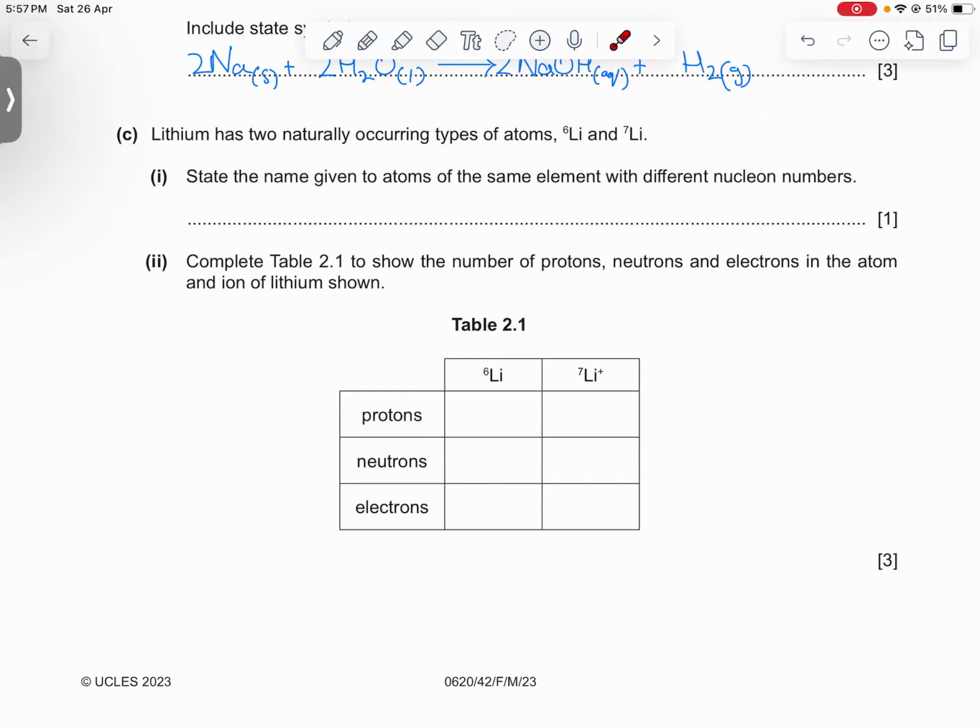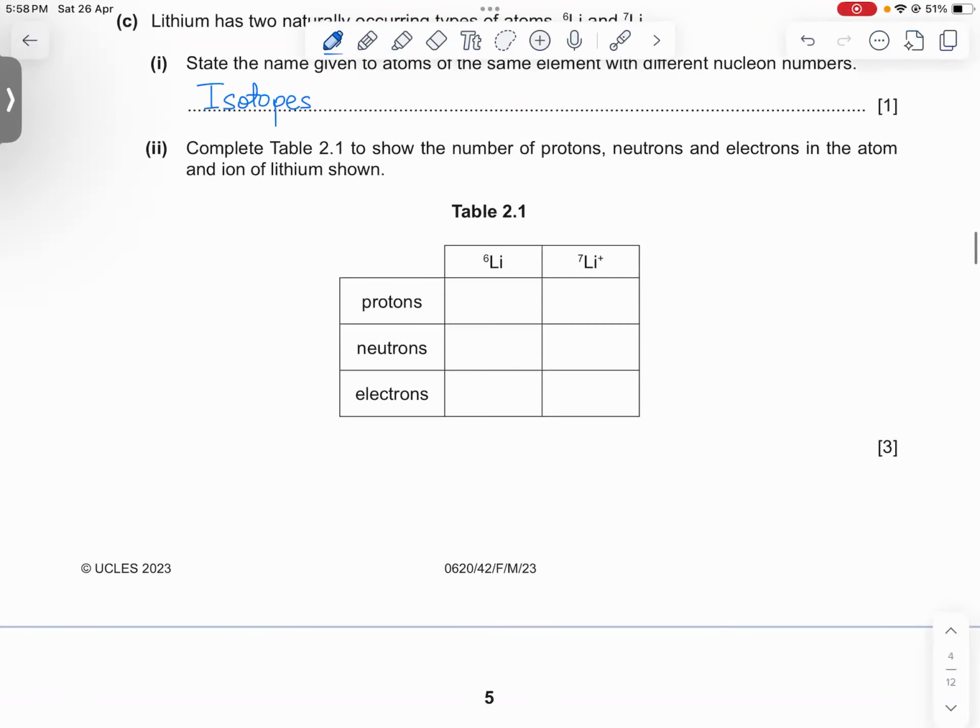Next question is: lithium has two naturally occurring types of atoms, 6Li and 7Li. State the name given to atoms of the same element with different nucleon numbers. It's called isotopes. What is it called? Isotopes. Next question.